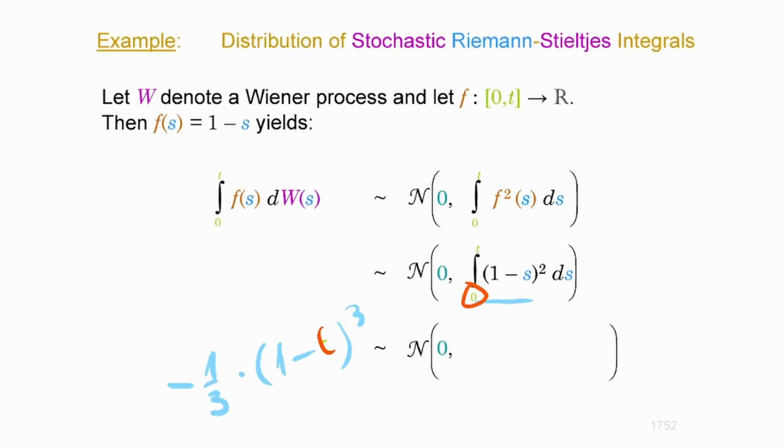If you put in 0 for the lower end point, you're going to have negative 1/3 times, sorry, here is 0, not t, here is 0, right? So negative 1/3 is going to be the lower endpoint. If you subtract that, you're going to get plus 1/3. So that is it, okay?